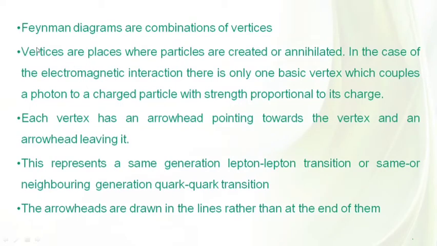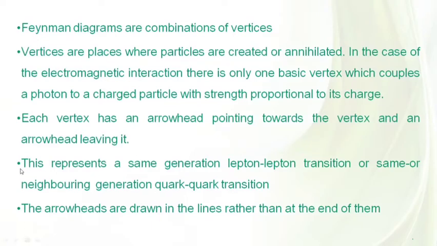Vertices are places where particles are created or annihilated. In the case of electromagnetic interactions, there is only one basic vertex, which couples a photon to a charged particle with strength proportional to its charge. Each vertex has an arrowhead pointing towards the vertex and an arrowhead leaving it. One arrowhead points where the particle is flowing, and the other arrowhead leaves.